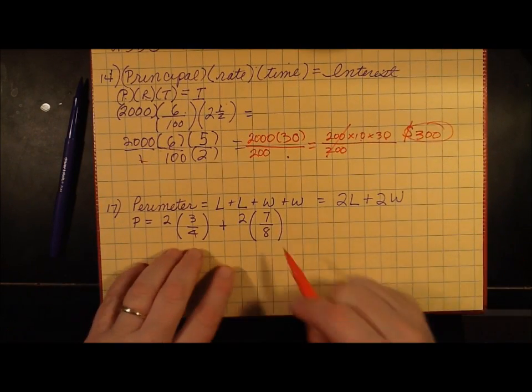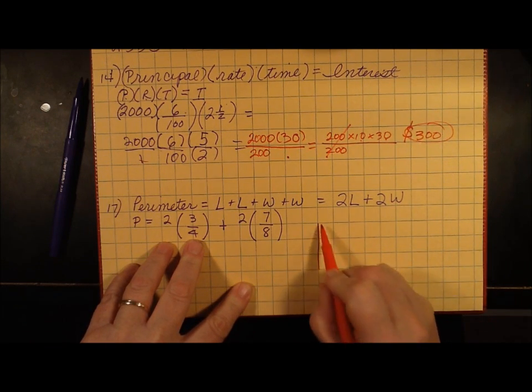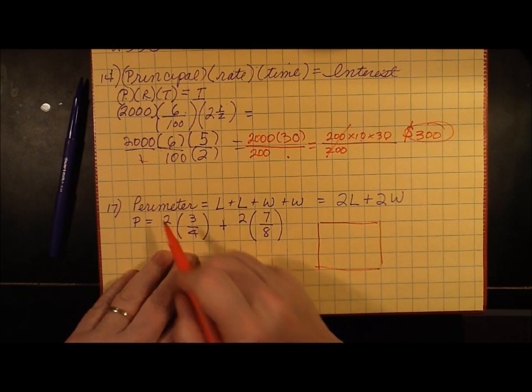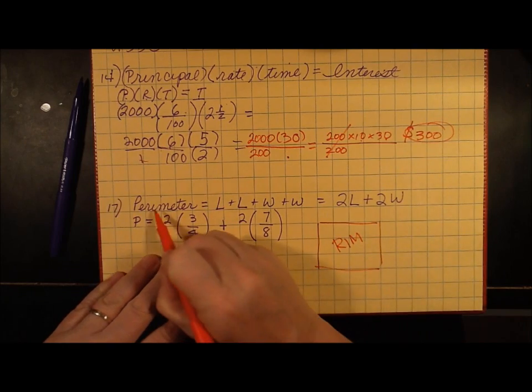The next problem talks about perimeter, which we mentioned. Again, perimeter is the measure around a figure, and I remember that by finding the word rim in perimeter.